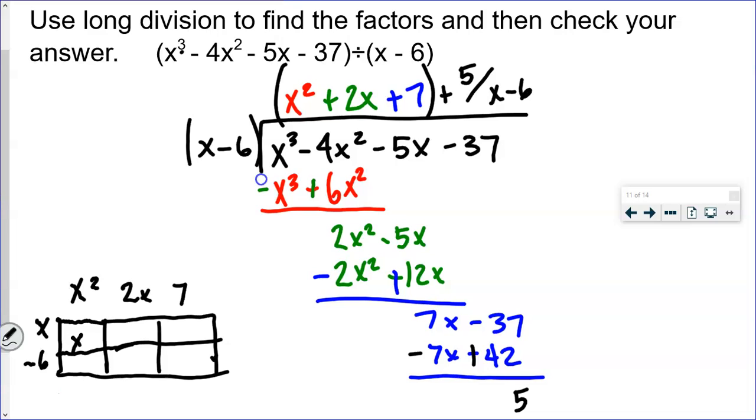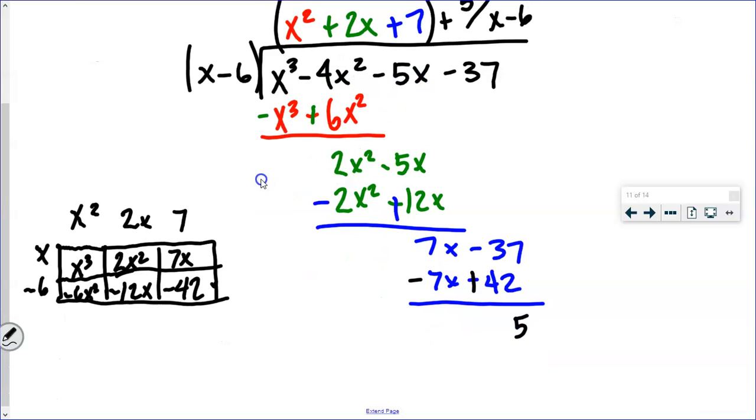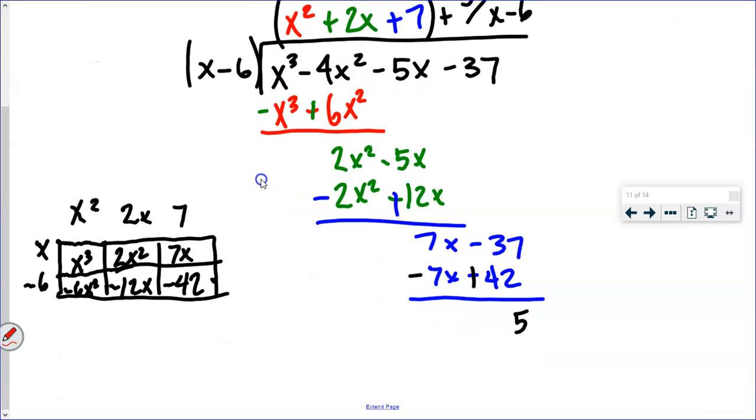So this is x to the third. This is 2x squared, 7x, negative 6x squared, negative 12x, and then that's negative 42, right? Okay, so let's see if we can find our like terms again. Here and here, and here and here. Okay, so let's go ahead and write our answer.